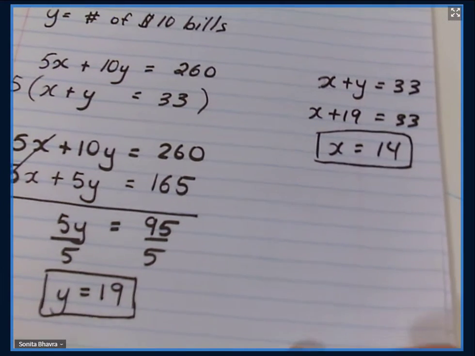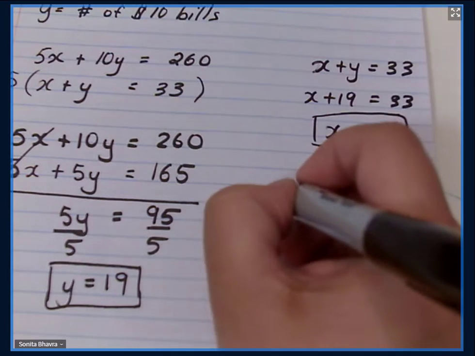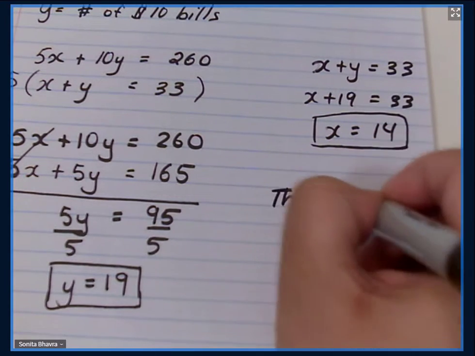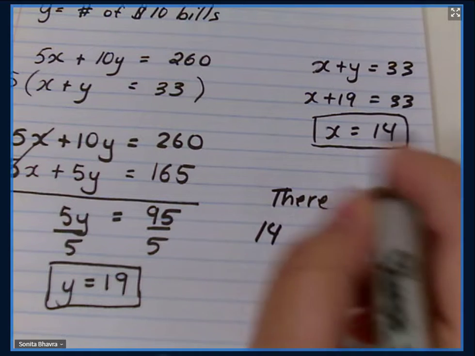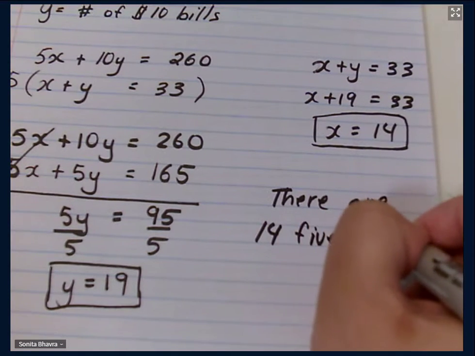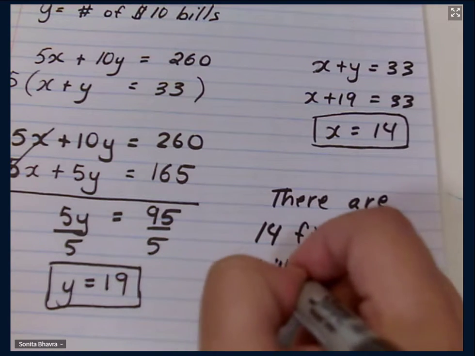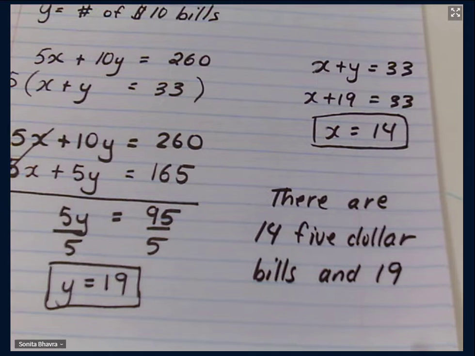All right, so my last thing here, I would just write out a sentence. So there are 14 $5 bills and 19 $10 bills.